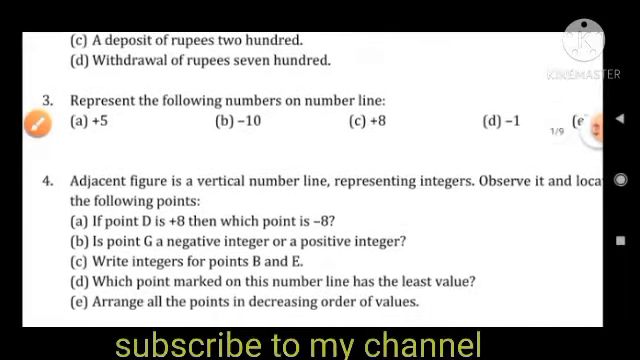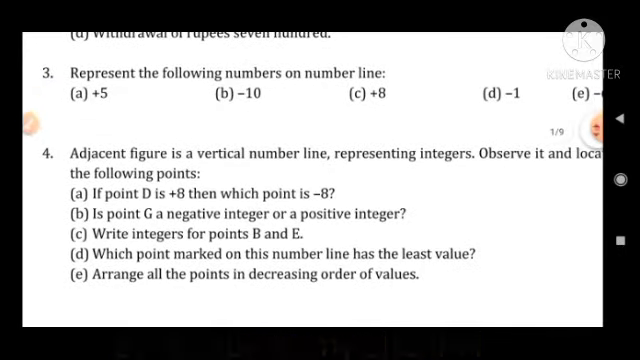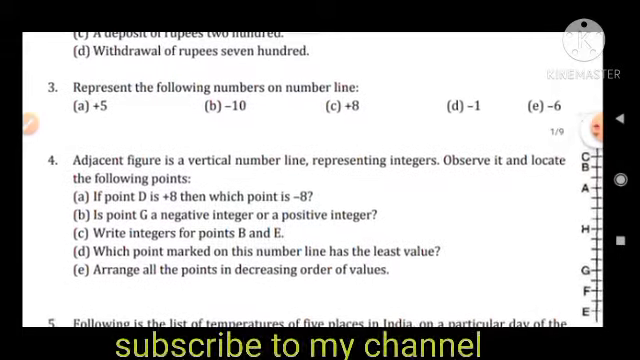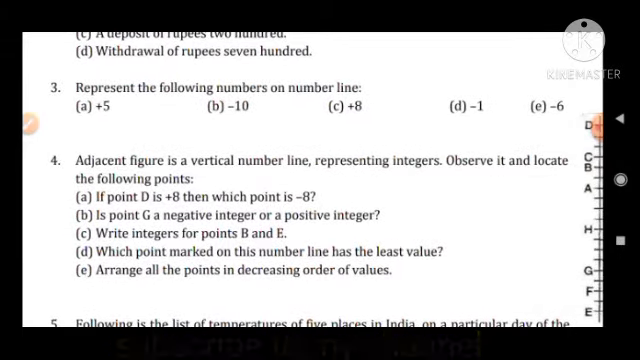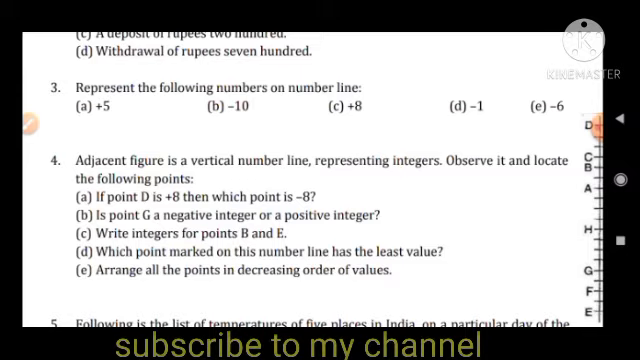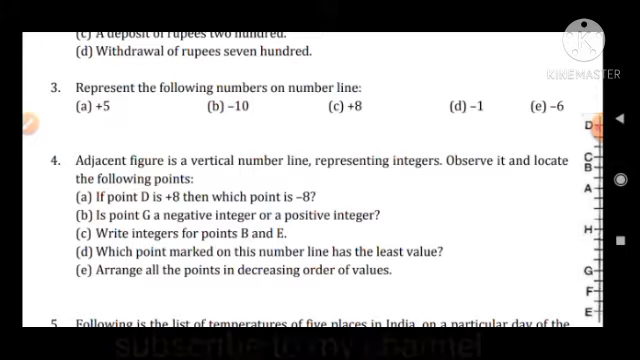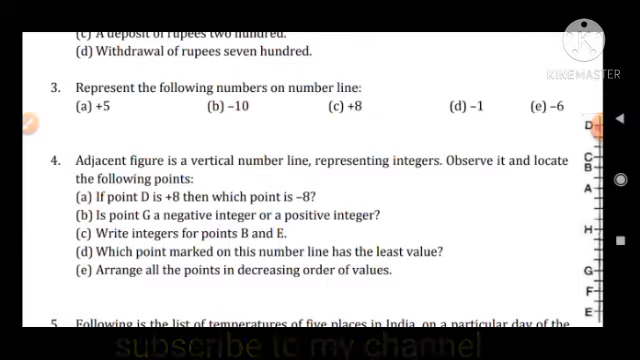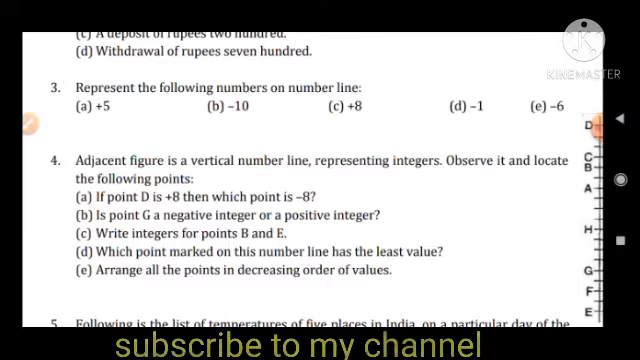Question number 3. Represent the following numbers on a number line. Now we have to represent all these numbers on the number line. The first question is plus 5. If it is plus, then where will the value be? It will be on the right side of 0, isn't it? And if it is minus, then it will be on the left side of 0. So we have to draw this on a number line.